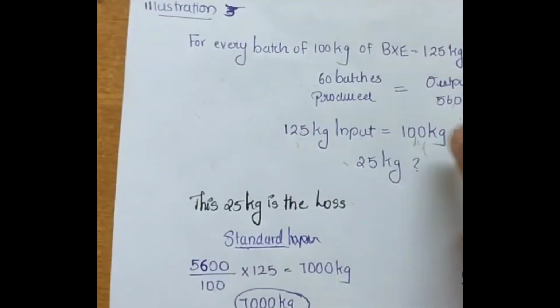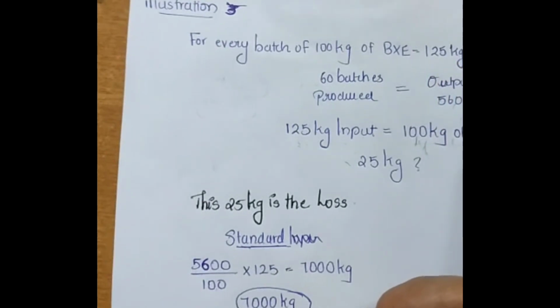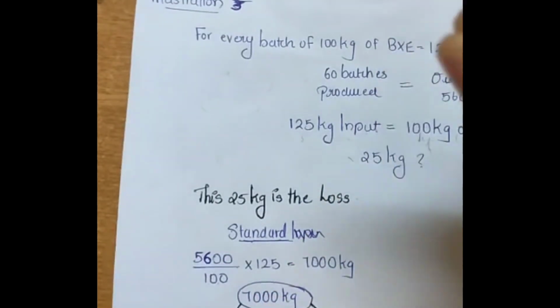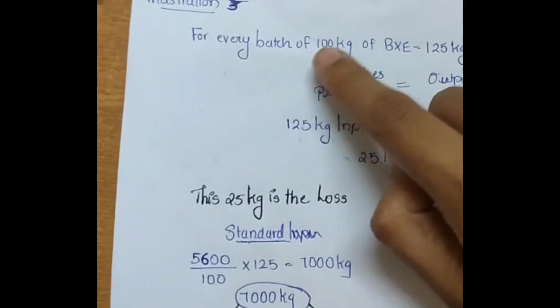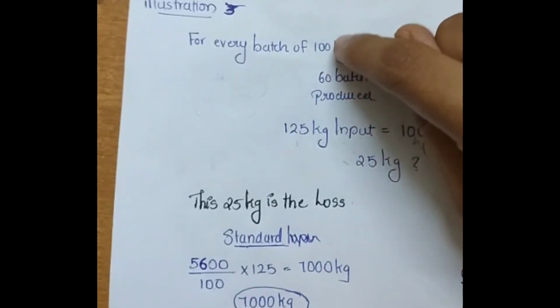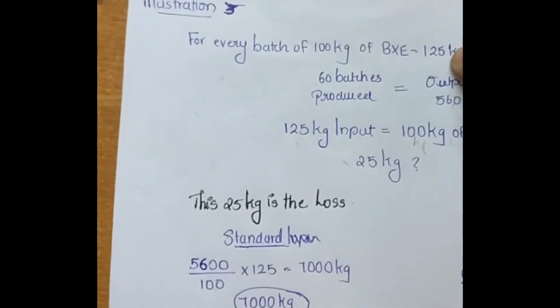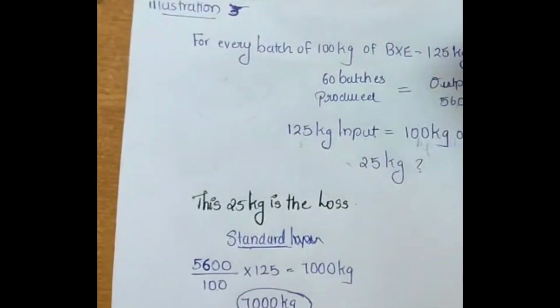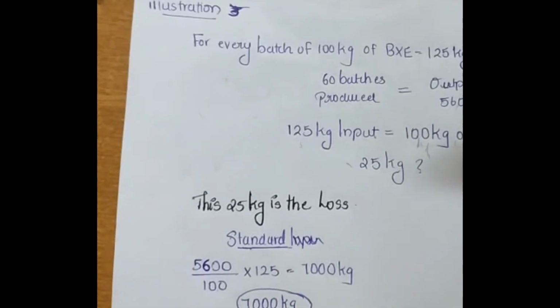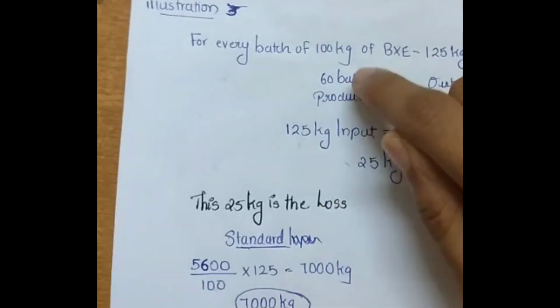Okay, so the question they have given is that 125 kg of raw materials are used in order to make every batch of 100 kg of BXC. That means each batch of BXC contains 100 kg. And in order to make this 100 kg, how many kg are they using? They are using 125 kg. They are inserting 125 kg raw materials. So each batch will contain 100 kg. Right, and in April they are saying that 60 batches have been produced.